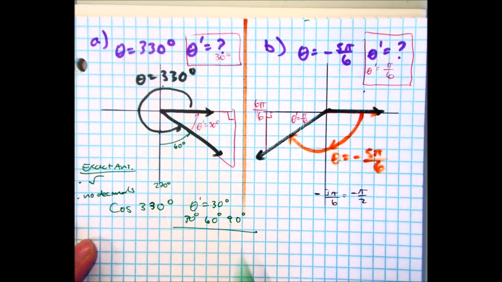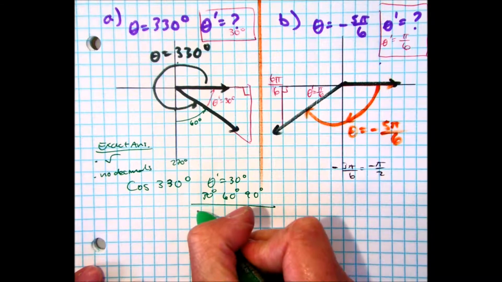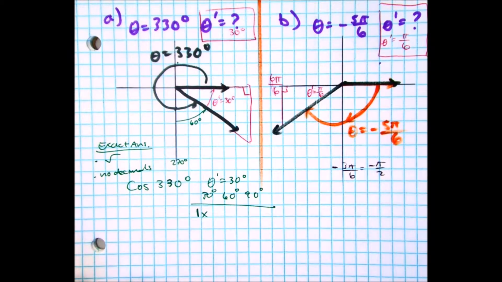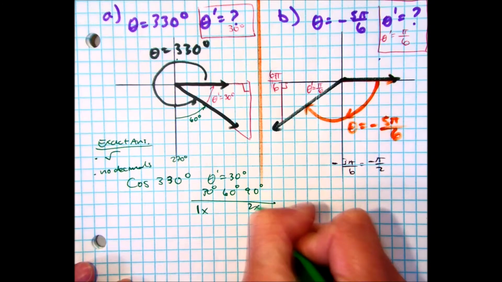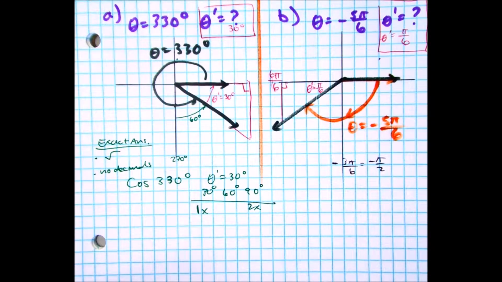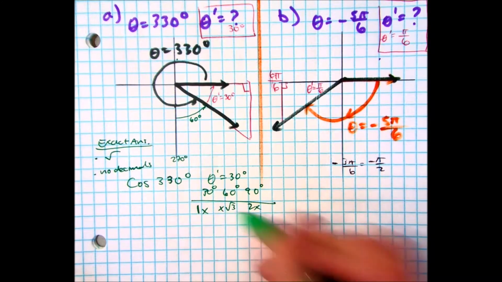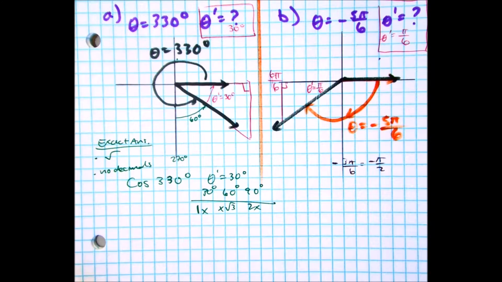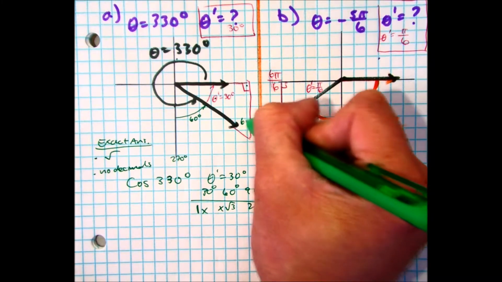And the shortcut for 30, 60, 90s is that the smallest angle gives us the smallest side, so you can call that 1x. The biggest side gives us 2x, because it's essentially an equilateral triangle cut in half. And then a 60-degree angle has x times radical 3. So this is a 30, that's a 90, this is a 60.